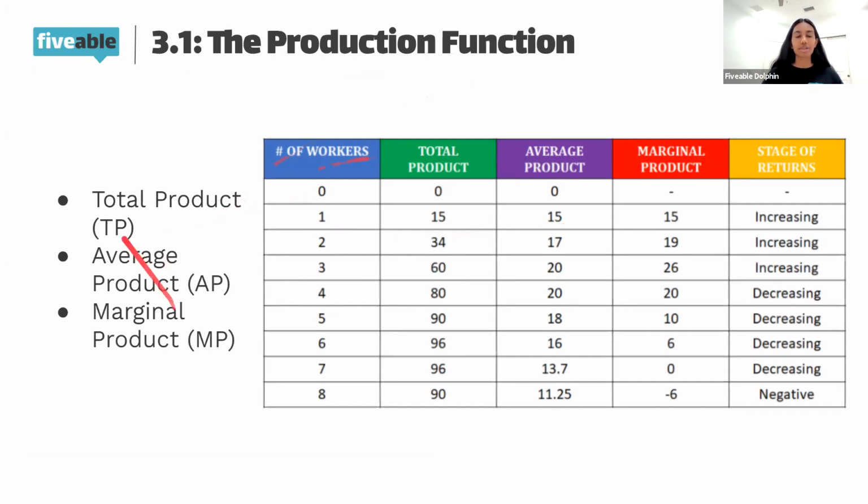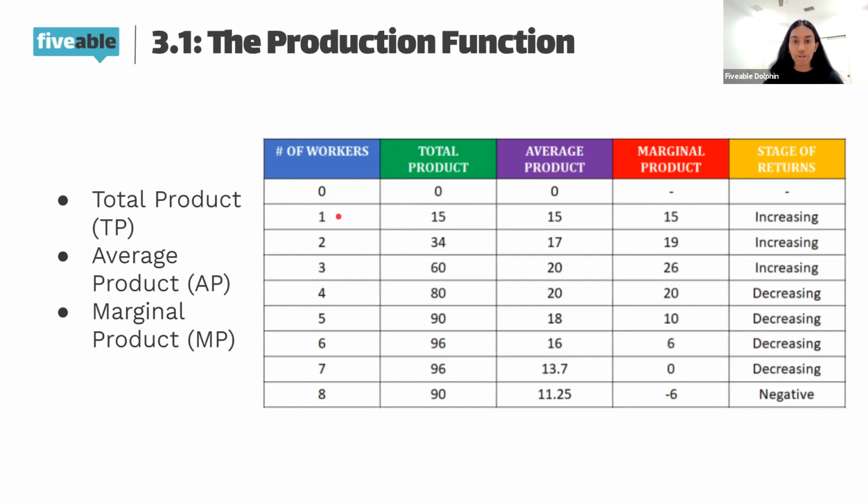And this table shows everything, the total product, average product, and marginal product. Total product is how much of the good is produced, and the average product divides the total product by the number of inputs that are needed. In this table, the number of inputs is basically the number of workers. And marginal product is the additional increase in total product for each additional input.